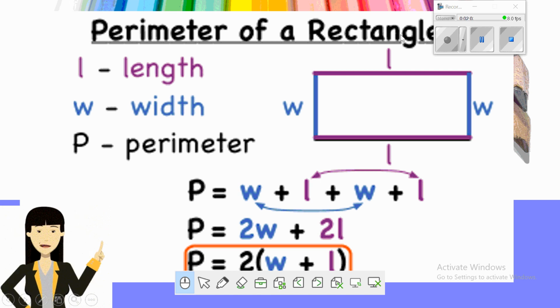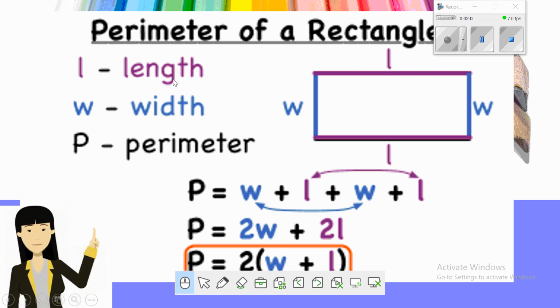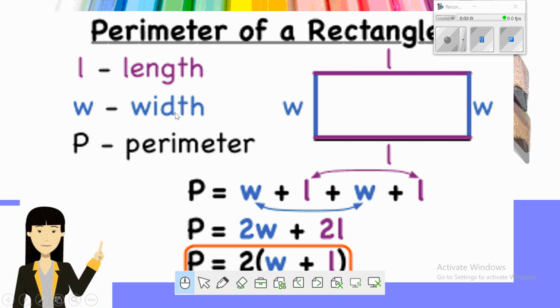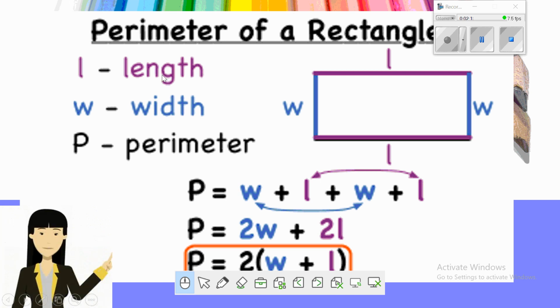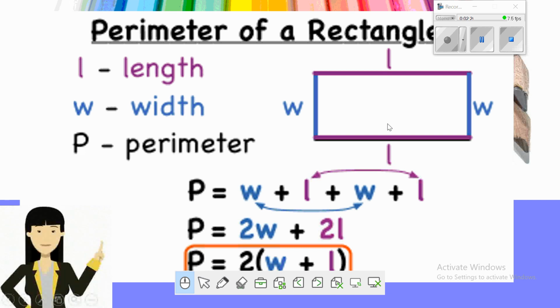So teacher, what is the meaning of L? It's the length. What is the meaning of W? It's the width. That's what we call it. So this is the length and this is the width. What is the formula for the perimeter of a rectangle? Double W plus double L. Let's go to the next.